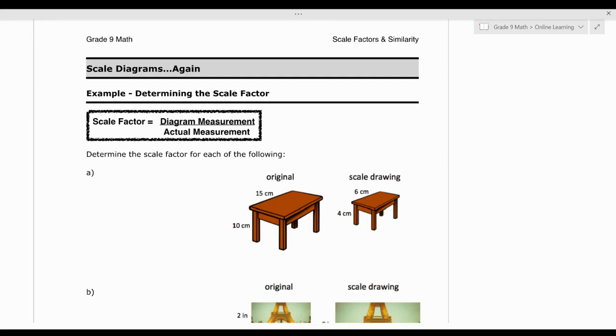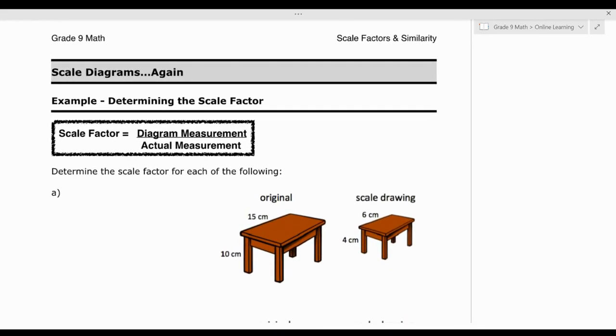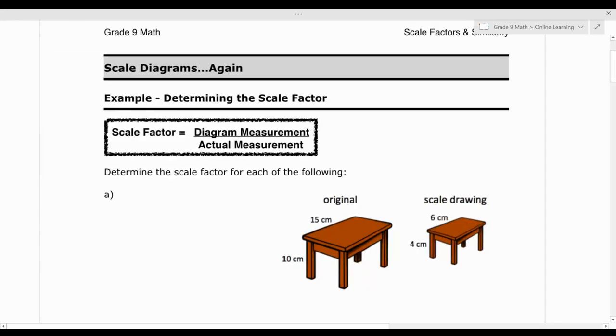Okay, so as I was looking at some of the work that you guys are handing in and some of the questions that are coming in, I started to think about whether or not there is an easier way to explain how you figure out whether it's scale factor or how you figure out diagram measurement or how you find the actual measurement, instead of always having to default to setting up the proportion statement. So I'm going to show you an alternate way that you might want to work with these types of questions, and then it's up to you which method makes more sense for you.